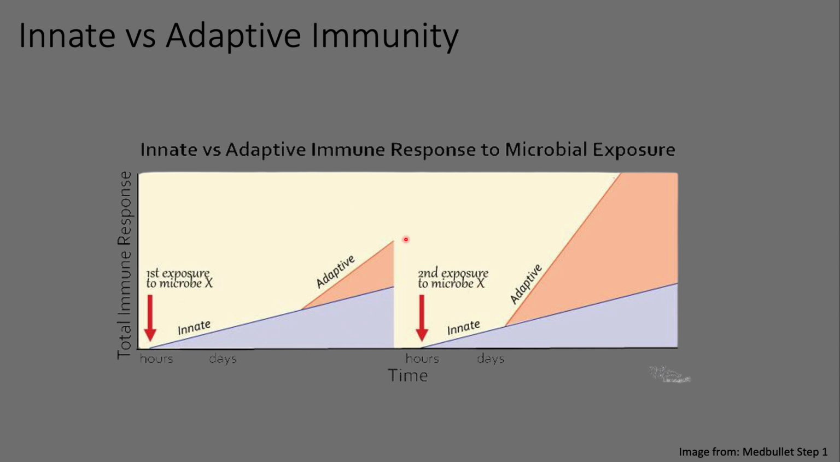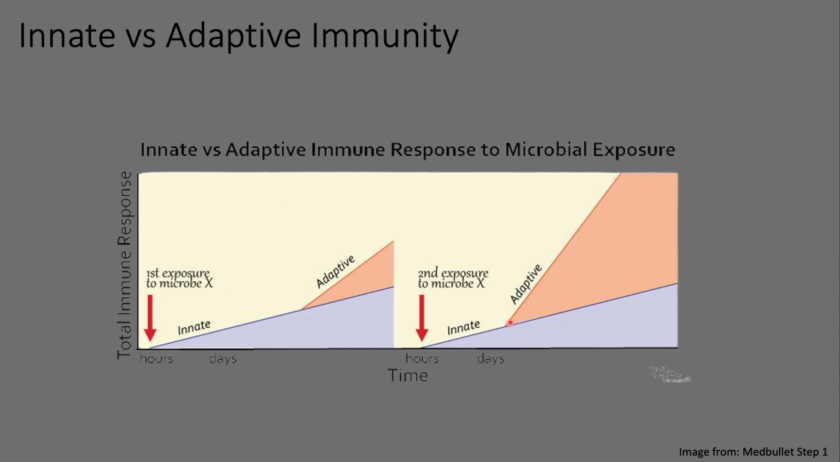Now let's say we get a second exposure to this microbe X. Immediately our innate immune system is going to kick in, as we assumed. We know this part already from what we've established so far. And we can see that after some hours, early into the days, our adaptive immunity will kick in. So this is coming in even earlier during our second exposure than during our first exposure, which is something I want you to pay attention to.